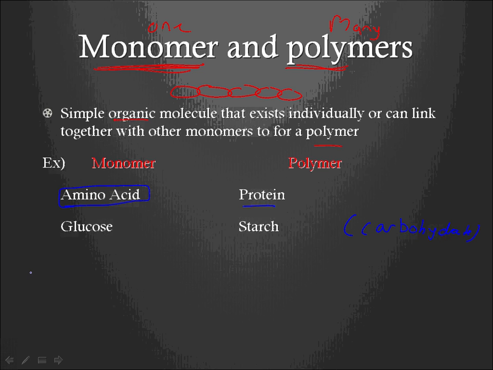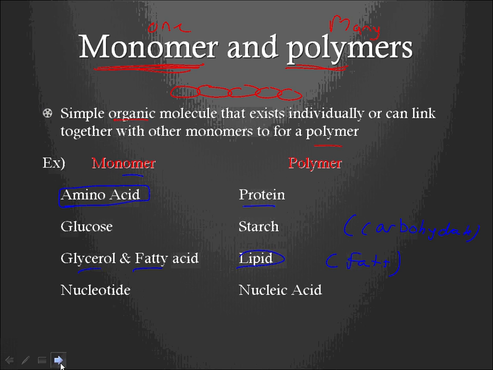And when you link glucose together, it becomes starch. Glycerol and fatty acids, monomers, when you link those ones together, it becomes lipids. Another name for that are fats, or a common name for them. And the last one is when we have nucleotides, like in DNA, which we're going to see in the future, and you might have seen in Bio 11. When you put those together, then you form nucleic acids like DNA and RNA.